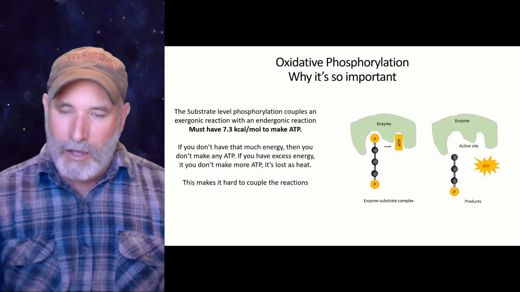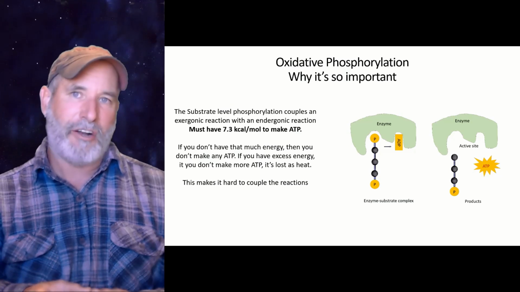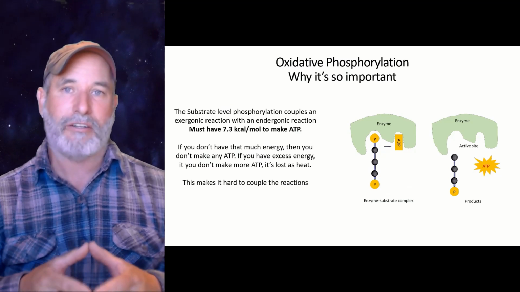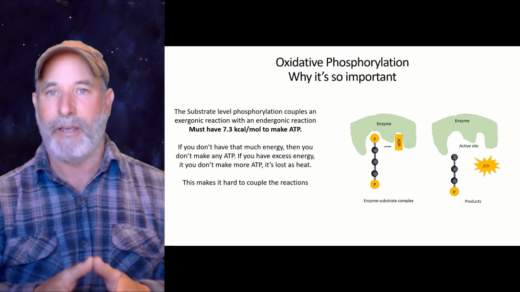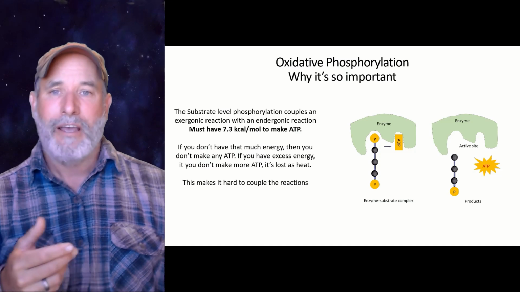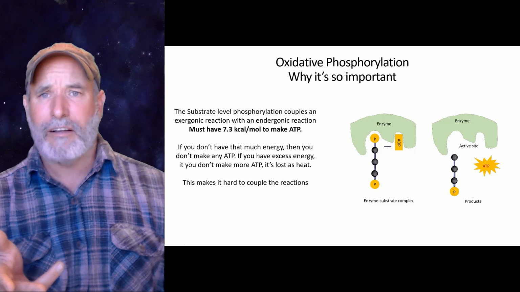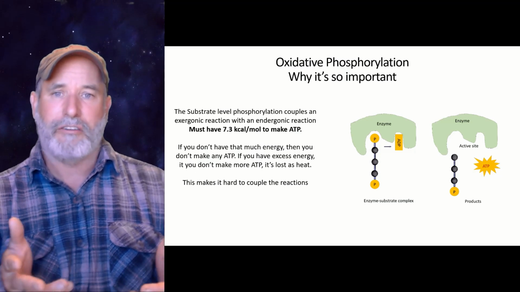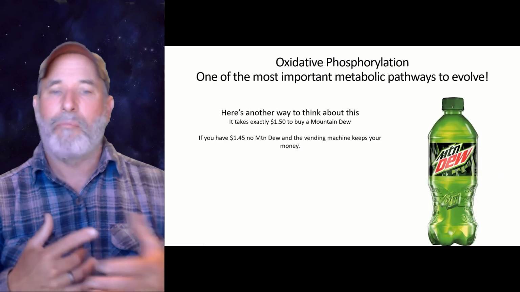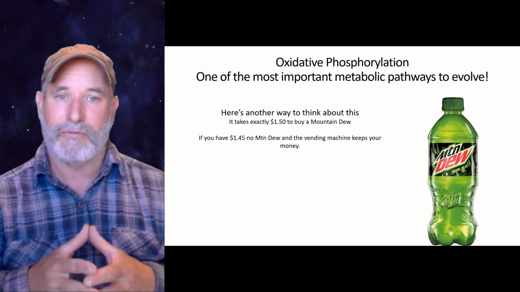And remember this, to do substrate level phosphorylation, you have to couple an exergonic reaction with an endergonic reaction. Now, it takes 7.3 kilocalories a mole of energy to make ATP. Now, if you've got 7.29, too bad, no ATP. If you have 30 kilocalories a mole of energy from your exergonic reaction, great, you get ATP. You don't get more ATP, you just get one. That's what happens when you couple an exergonic reaction with an endergonic reaction. That's that energy coupling and substrate level phosphorylation.